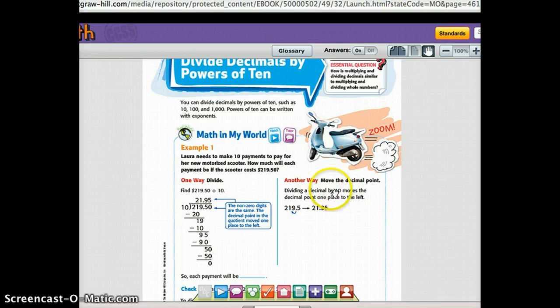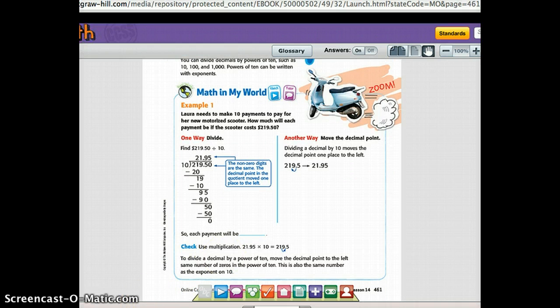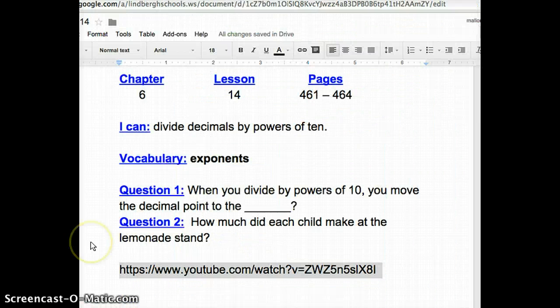So we know from the video that when we divide by a power of 10, we move our decimal point to the left. So since there is 1 zero in 10, we're going to move it one place to the left, and it's going to become $21.95. All right, so look back at the questions and answer those in the form, please. And remember, question 2 was in the video that talked about Mr. Dull.